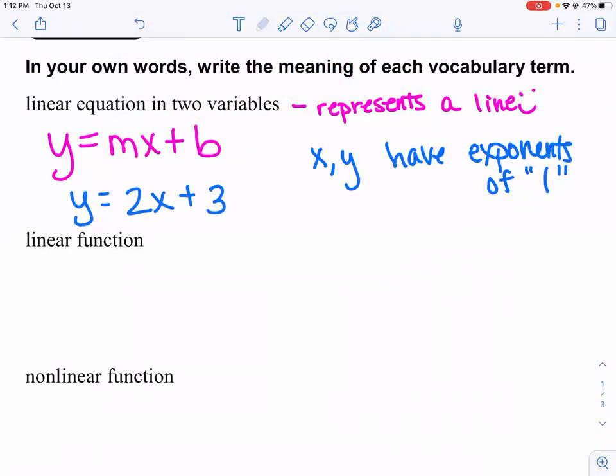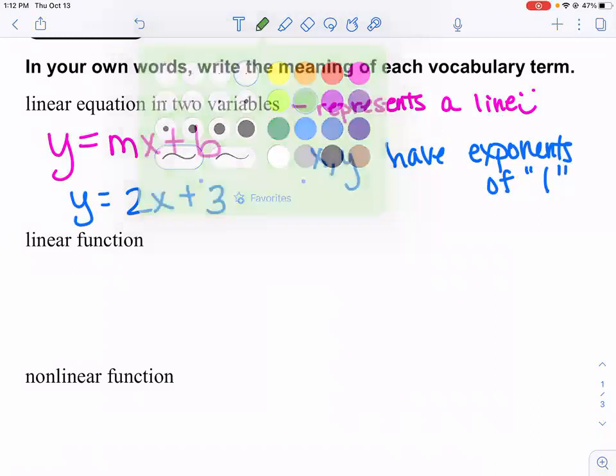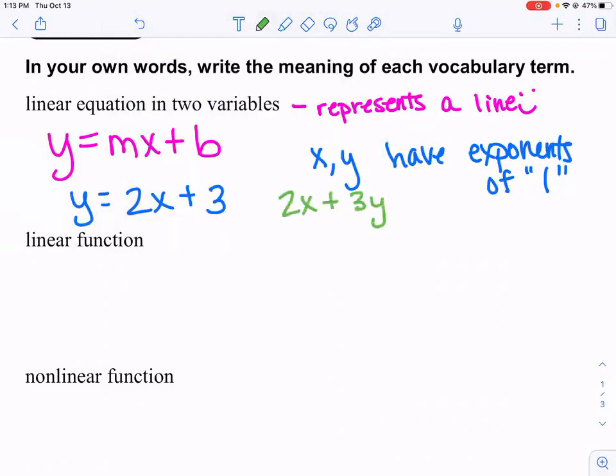Okay. I also could say 2x plus 3y equals 5 is a linear function because I could solve for y like we did with our literal equations. Remember that? I could solve for y to get it to look like that. Okay. So really, as long as x and y have exponents of 1 and they're not being multiplied to each other, then we're good, or divided. Okay. They would need to be added or on the other side of the equal sign.